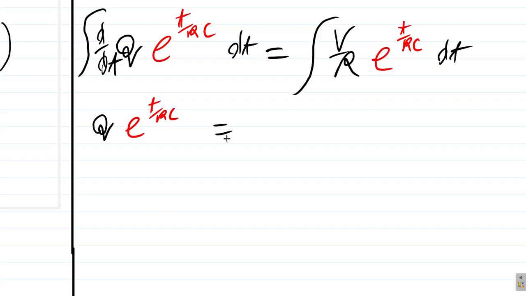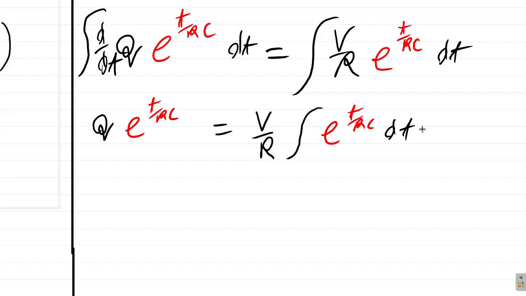And then what is that equal to? Let's rewrite this part on the right. But guess what? Since v over r is a constant, we can write it outside of the integral sign. It makes the integration less messy. You don't have to worry about that constant being there. So we're integrating e to the t over rc with respect to t.